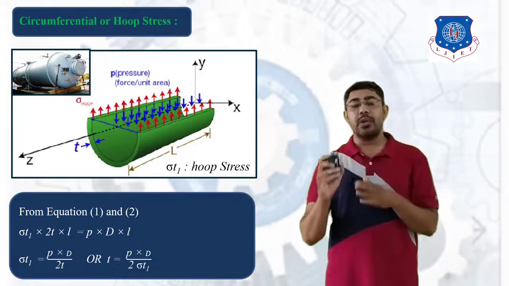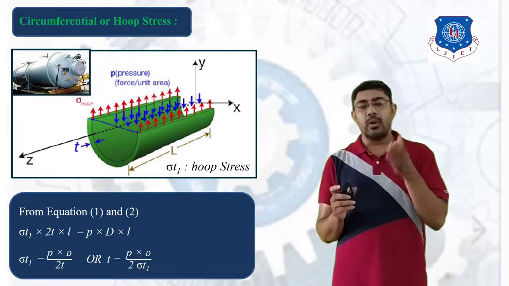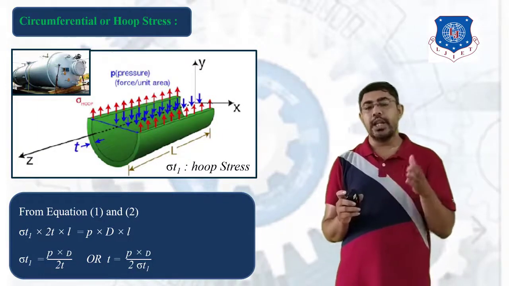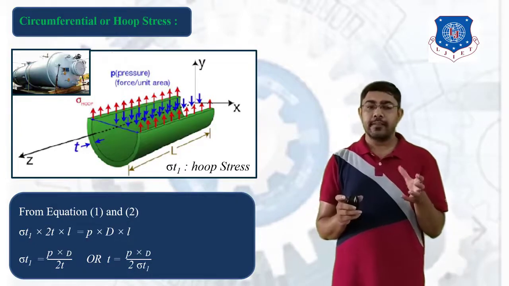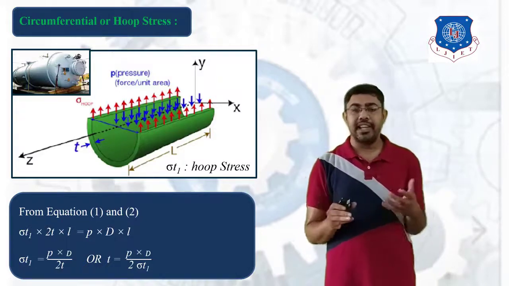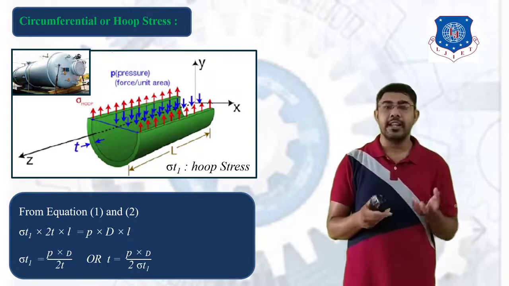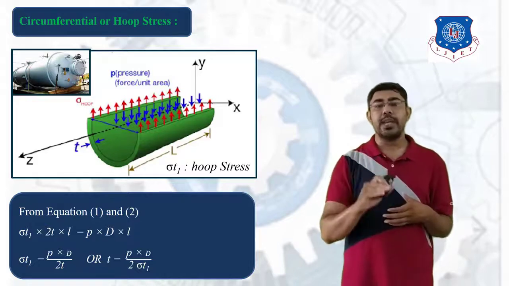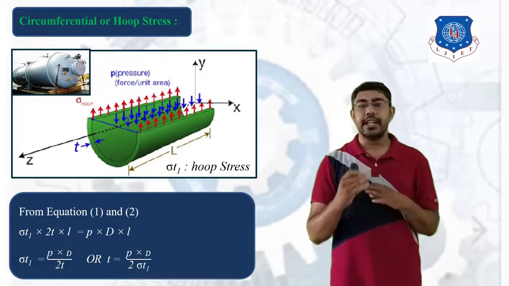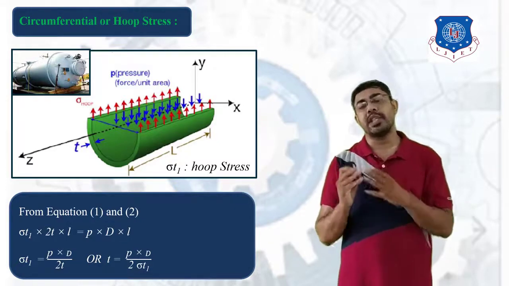Here P into D into L is the projected load due to the pressure, and sigma T1 into 2T into L is the resisting force. These both forces are equal and opposite, so we can equate them, and from simplifying this equation we get sigma T1 is equal to P into D divided by 2T, or the thickness of the cylinder T is equal to P into D divided by 2 into sigma T1.